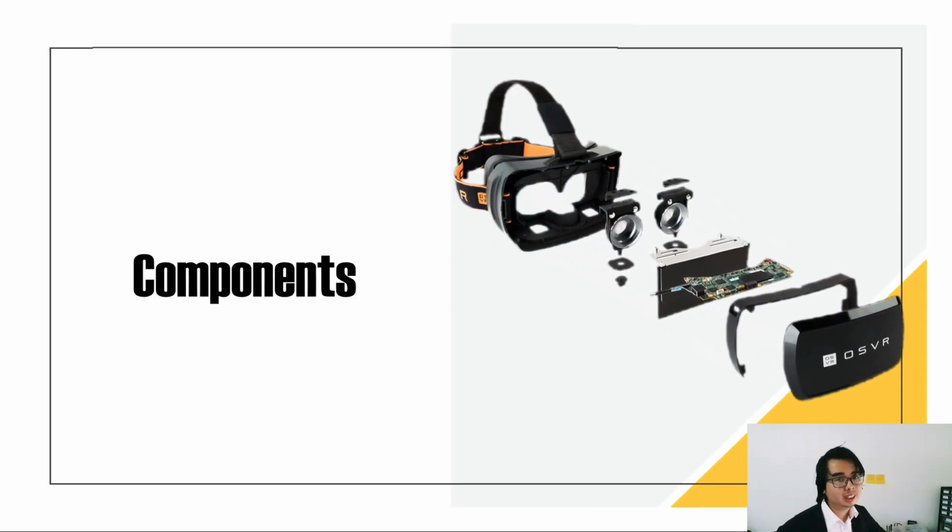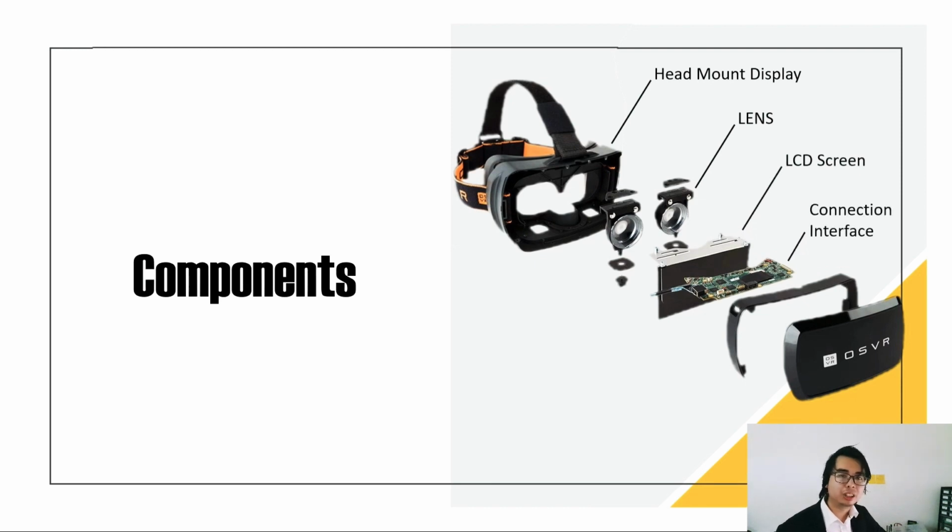In a VR headset, it consists of a head-mount display for comfortability, lens for eye precision, LCD screen for display, and most importantly, the connection interface. This connection interface is basically the motherboard of VR, consisting of the basic requirements to run a computer, such as RAM, processor, cooling fans, and more.